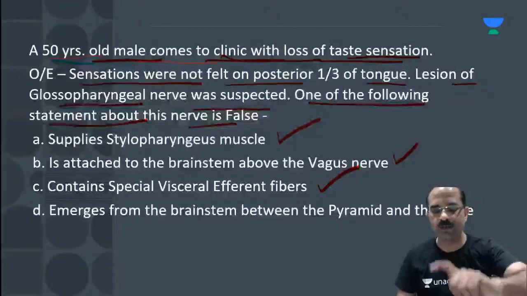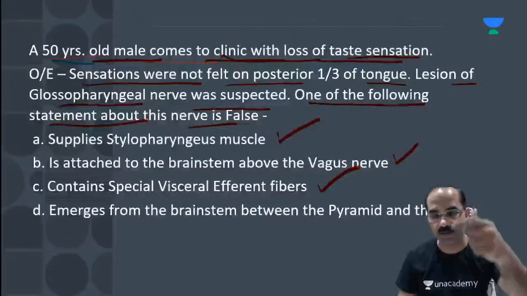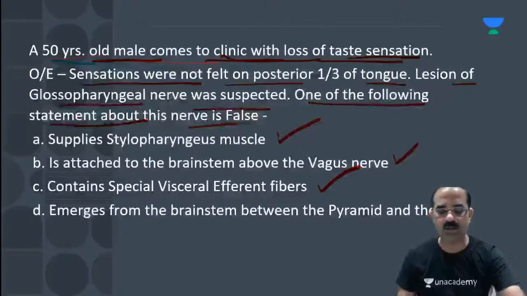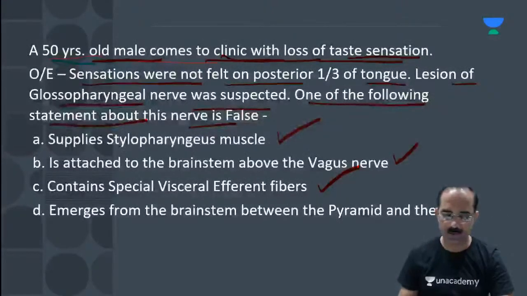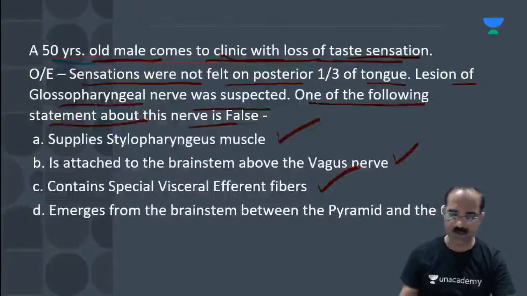The special visceral efferent fibers are going to supply the stylopharyngeus muscle. Stylopharyngeus. Special, not general visceral. General visceral efferent supplies the parotid. Special visceral efferent supplies the stylopharyngeus muscle.